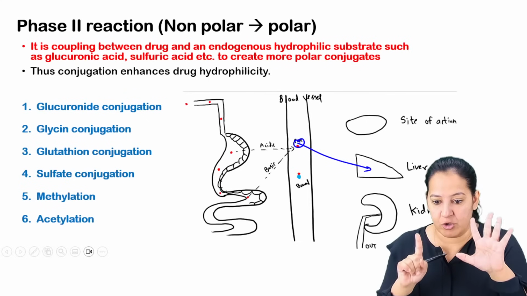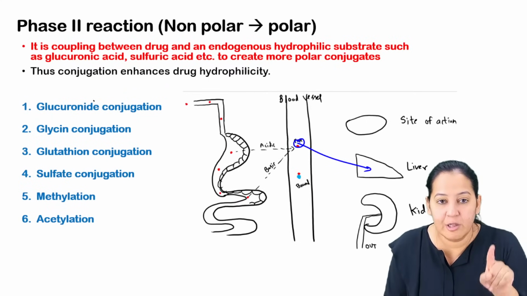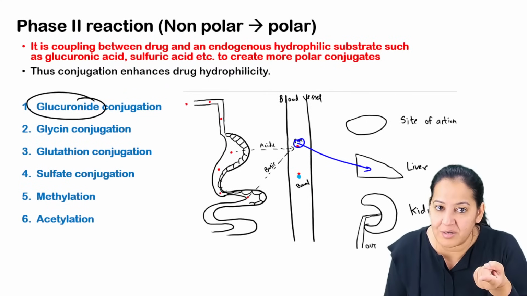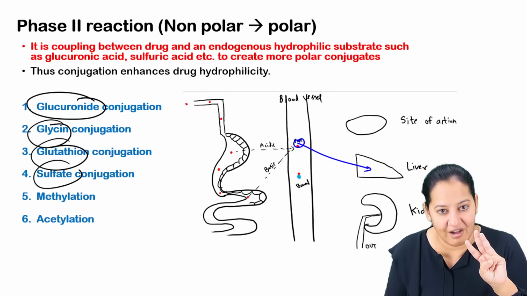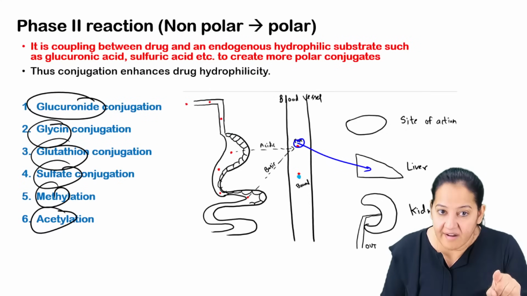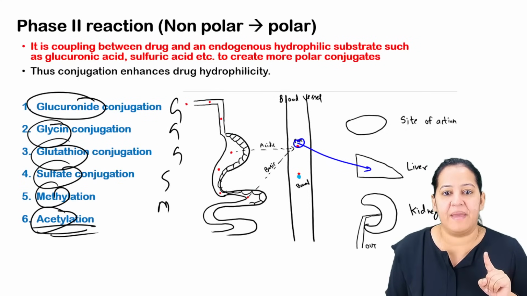There are 6 ways of conjugation, depending on what we are conjugating with. If we are combining the drug with glucuronide, it is glucuronide conjugation. It can be glycine conjugation, glutathione conjugation, sulfate, methyl and acetyl. Currently the question is on acetylation. So it is triple G SMA.